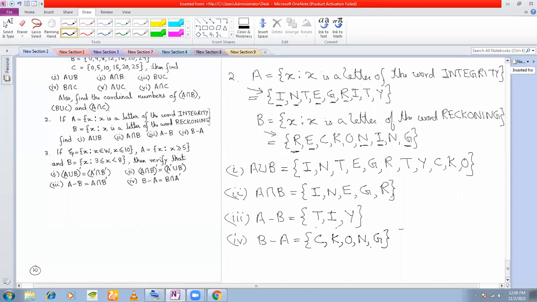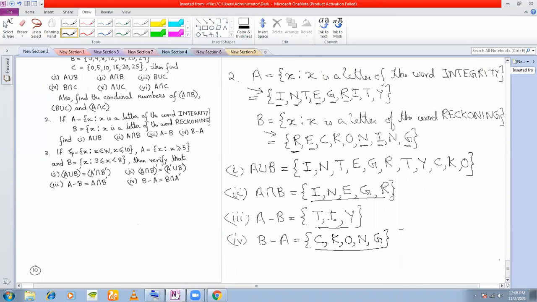Any question till this part? Sir, we will not write it in set builder form. No, there's no relation between the elements, so you better not write it in the set builder form. Is there any relation between these letters? Can you find any relation between these letters? No, sir. So therefore, leave it in tabular form.